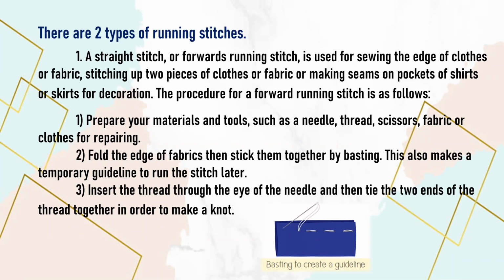And mostly it is stitching two pieces of clothes or fabric, or making a seam, like a line, right? Mostly on the pockets of shirts or skirts for decoration. Like you can see in the pockets of the shirt here, we have a straight line on that. Or you will find it for the decoration of skirts. So the procedure for a forward running stitch is as follows. How are we going to do the forward running stitch?